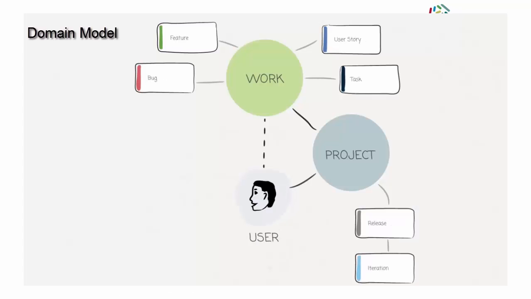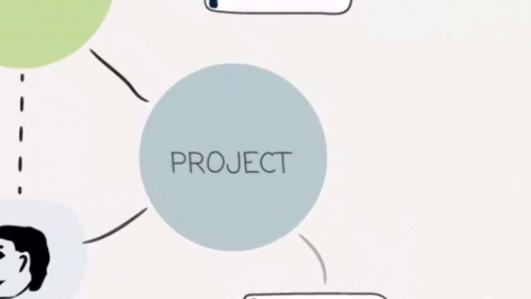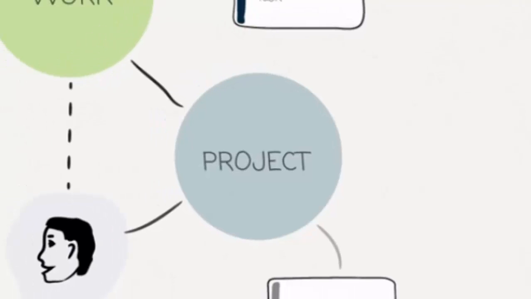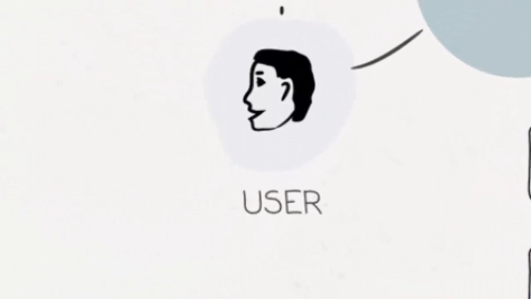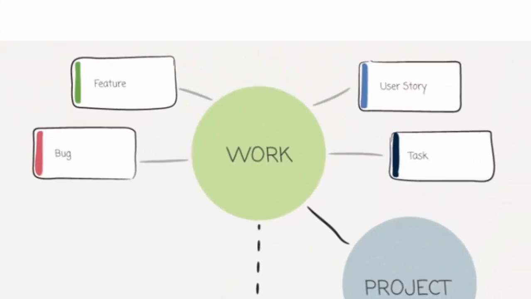Let's go through some basic domain model to see how it works in the structure of TargetProcess. A project is the main place for storing information. So when we start, the first thing we need to do is add a project. Next, we need to add some users to the system and then assign them to work on a project. Then we need to add some work to our project.